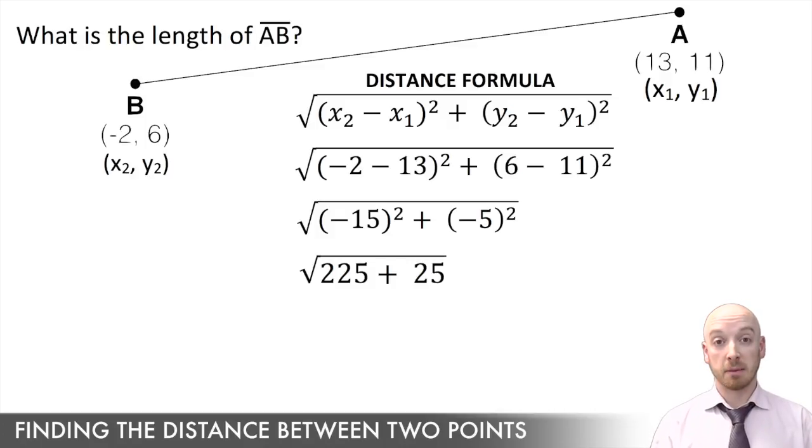Now that we're past that, I'm going to add together the two numbers that I got here. And then at the very end, I'm going to take the square root. And that number I get from the square root is my answer for the length of line segment AB. So that's how the distance formula works.